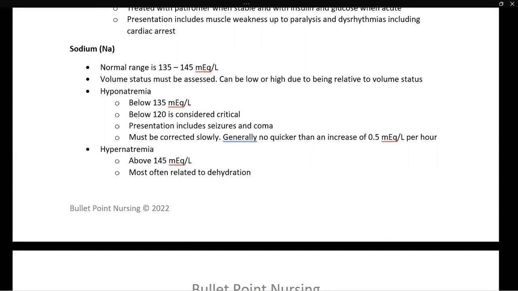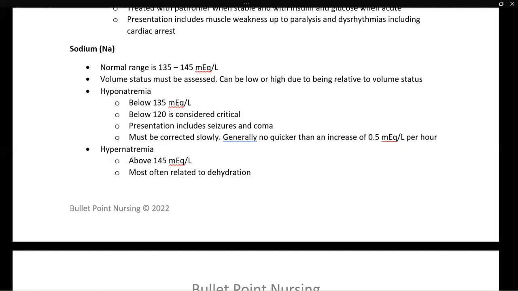Hyponatremia is the term for a low sodium level, and that is below 135. Below 120 is generally considered critical. A patient presentation with hyponatremia includes seizures and coma. These must be corrected slowly. Generally, the rule is to not correct someone's sodium greater than 0.5 milliequivalent per liter per hour. What that means is if someone's sodium is at 125 and we're trying to bring it up to 135, we're trying to bring it up 10 points, it should take us at least 20 hours.